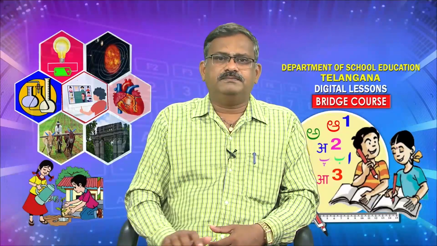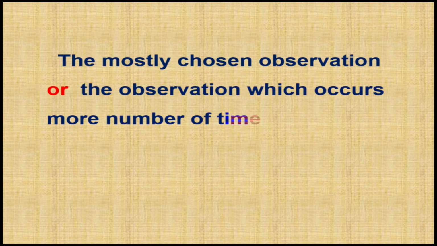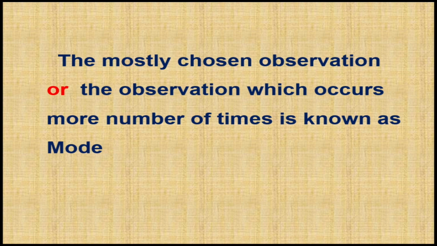Now, let us have a name. What is it? Mode. Here this 15 is called the mode. The mostly chosen observation, or the observation which occurs the most number of times, is known as the mode in the data.